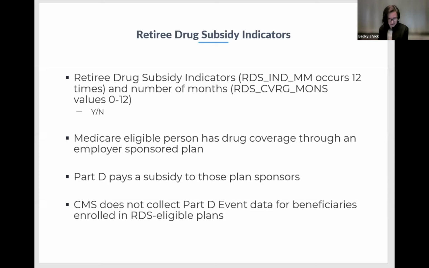The subsidy part of the name of this variable is that Medicare Part D will pay a subsidy to those plan sponsors covering these members as long as what they offer is equivalent to or better than conventional Part D benefits. But since these members aren't really getting coverage through Part D, CMS does not collect Part D drug events for these beneficiaries. You really can't study them using CCW RIF data because their drug event data is not there.